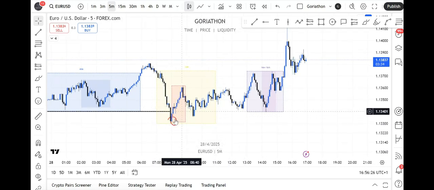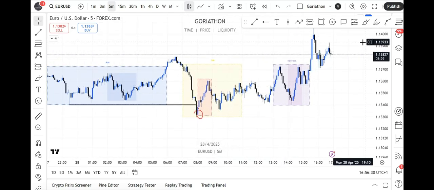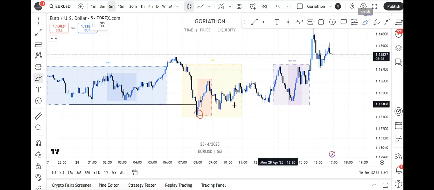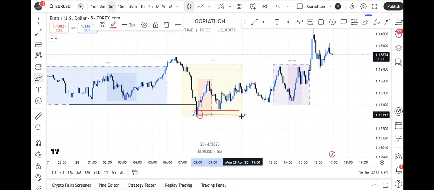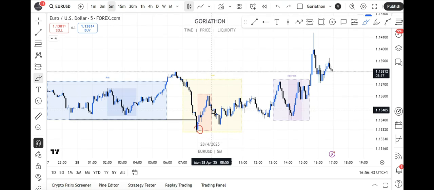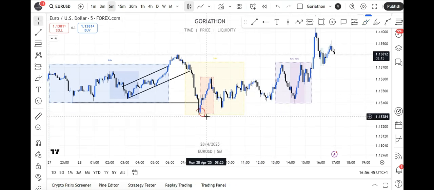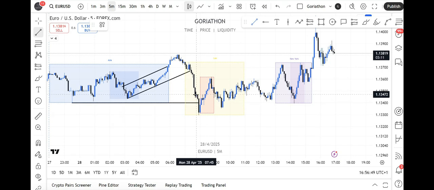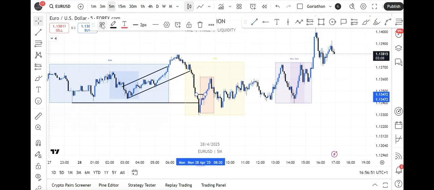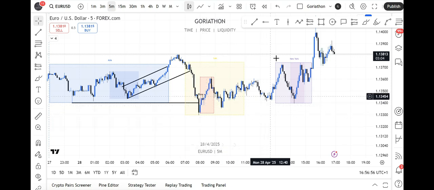And after sweeping that minor liquidity, your high time frame, your high risk entries will be here. Your high risk entries would be here soon after the liquidation has taken place, or you wait for a relevant break of structure. Why is that a relevant break of structure? Because it swept a relevant liquidity. If it did not sweep a relevant liquidity, it would not be a relevant break of structure.